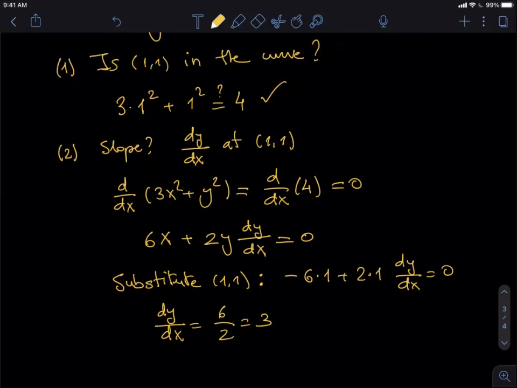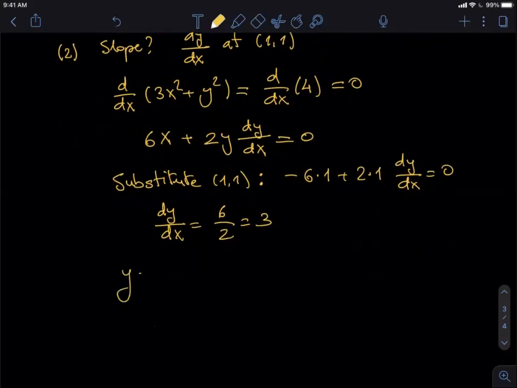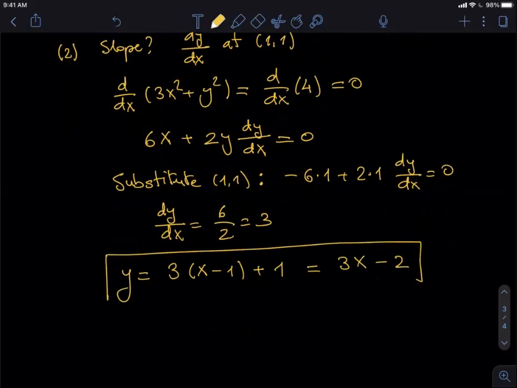Now, once we have that, we have here 3 times x minus x0 plus y0, which is 1. And this is the 3x minus 2. This is the tangent. You saw that it was not a big deal.